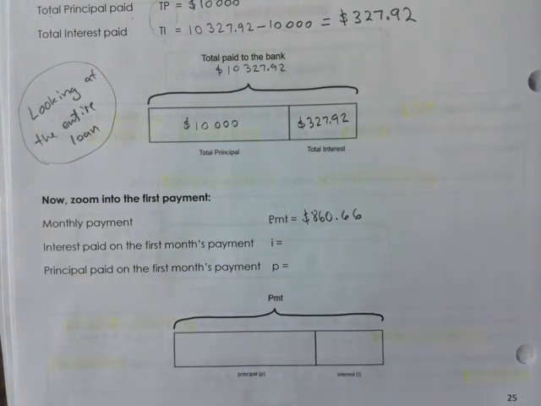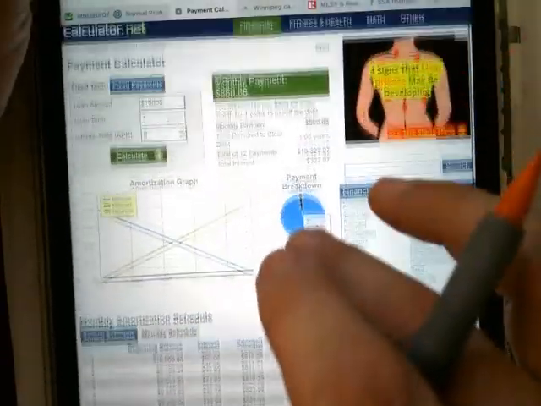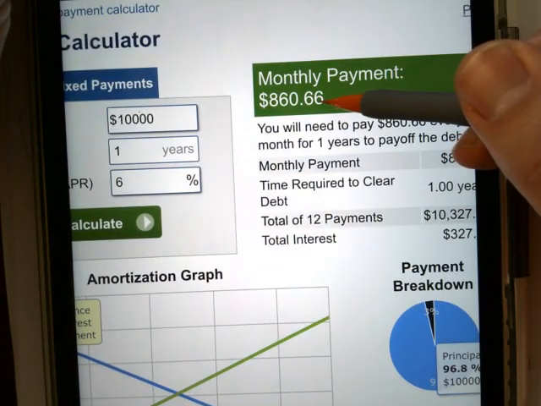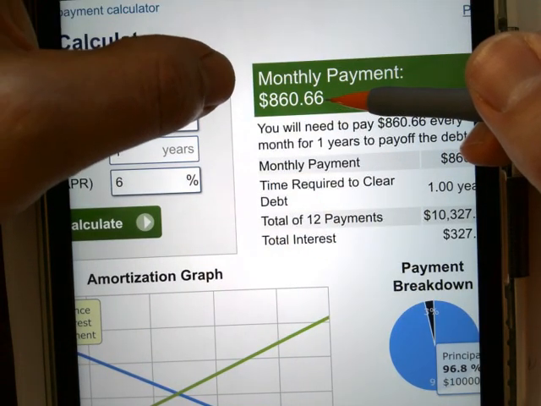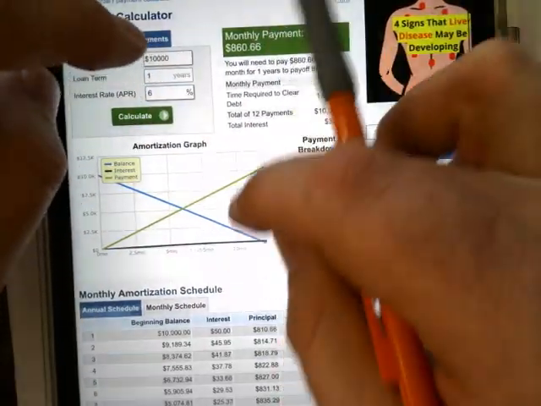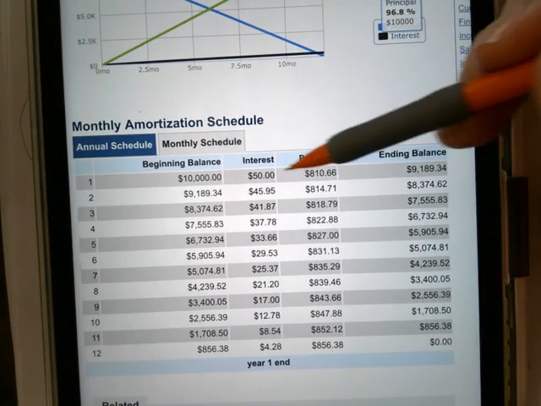I need you to see this for yourselves. You ready, guys? We know I used this calculator, right? And I came up with that payment right there. We're going to calculate that ourselves in a bit. But watch this. Our first month, if you break down the first month, I hope you can see that.